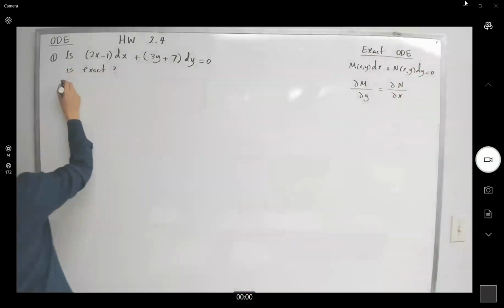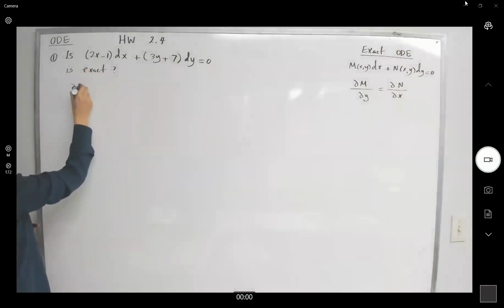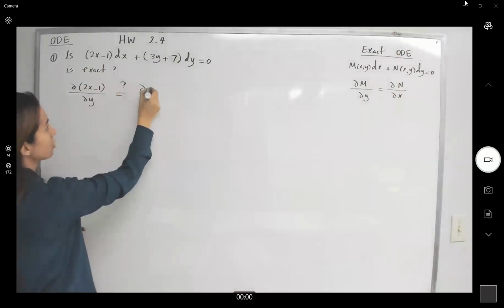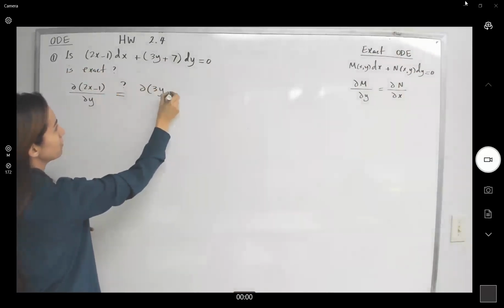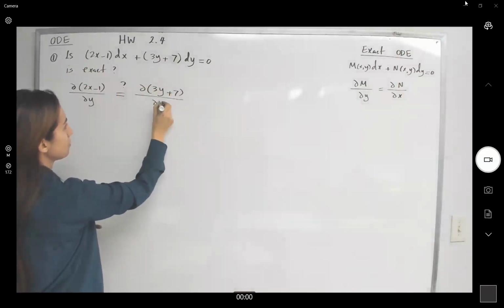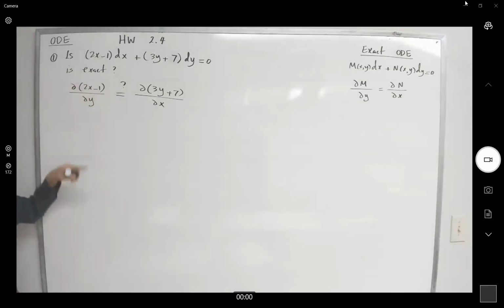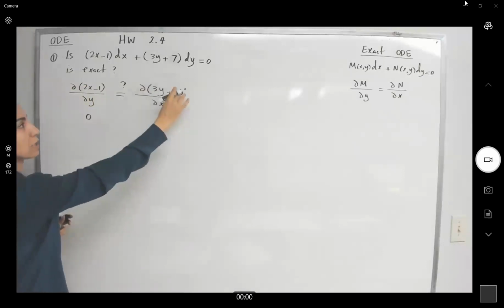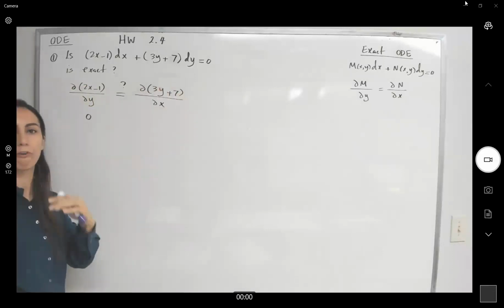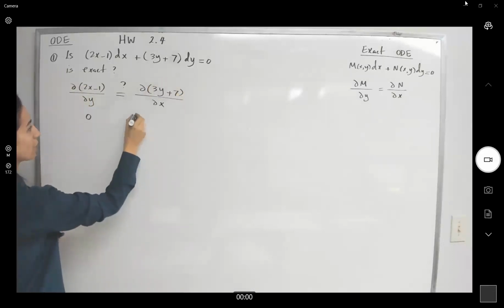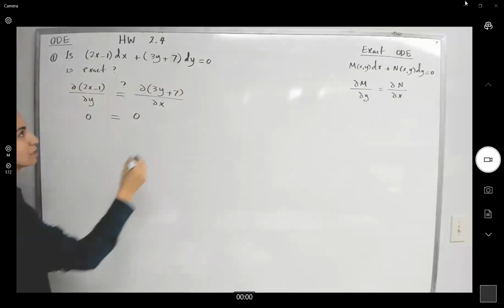So M is 2x minus 1. The partial derivative of 2x minus 1 with respect to y equals the partial derivative of N with respect to x. With respect to y, here you have an expression in terms of x, so it is just a constant when taking the partial derivative with respect to y. This is 0. On the right-hand side, you're taking the partial derivative of this expression in terms of y with respect to x, so y is assumed to be a constant, which is 0 again. 0 is equal to 0. So the answer is yes.